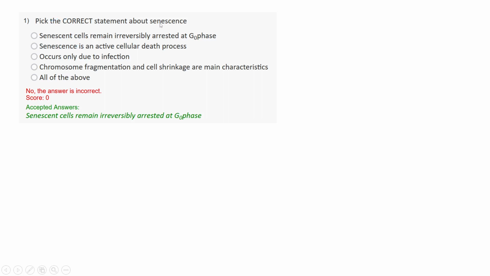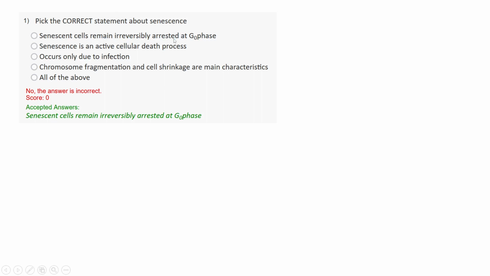Pick the correct statement about senescence. Senescent cells remain irreversibly arrested at G0 phase. The second option is senescence is an active cellular death process. Senescence is a stage process in which the growth of the cells, the cell cycle, is inhibited. The cell does not pass the G1 phase; it is arrested in the G0 phase. It is irreversibly arrested at the G0 phase. There might be various factors which are involved.